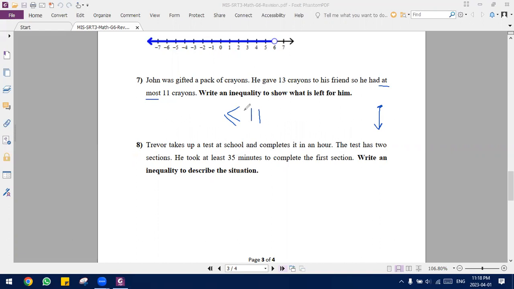So what I have is less than or equal to 11. Now, let's read it again. John was gifted a pack of crayons. How many crayons do we have in the pack? I don't know. It's X. And then how much he gave his friends? 13. So he has the total and then he gave 13. And what's left for him was 11 or less because it's at most 11. So X minus 13 less than or equal to 11. This is the inequality.